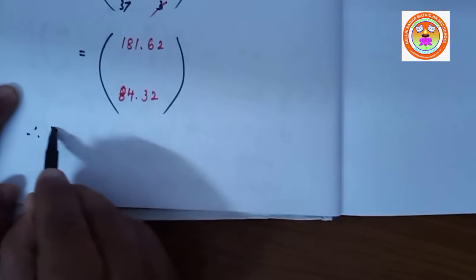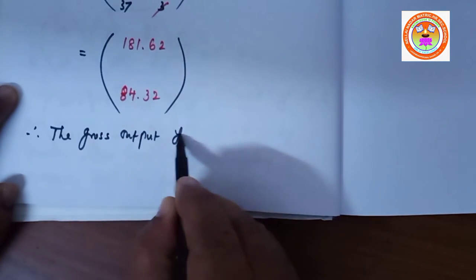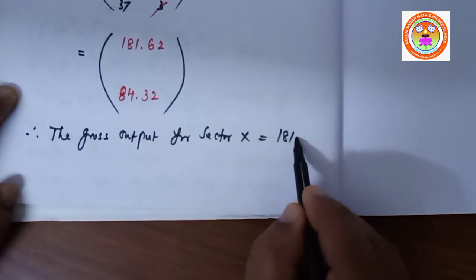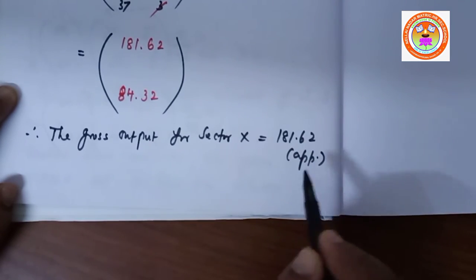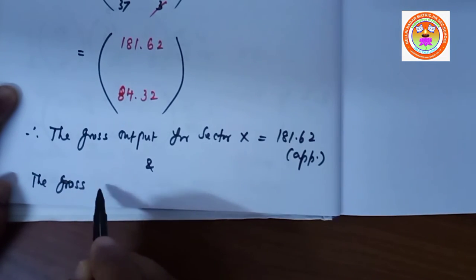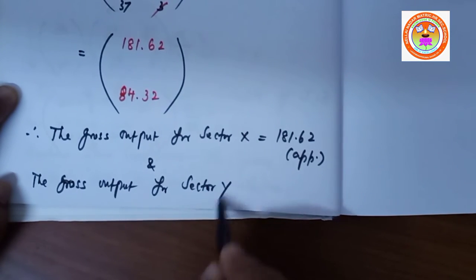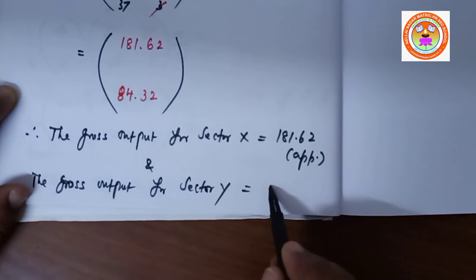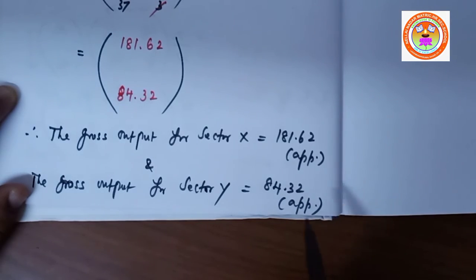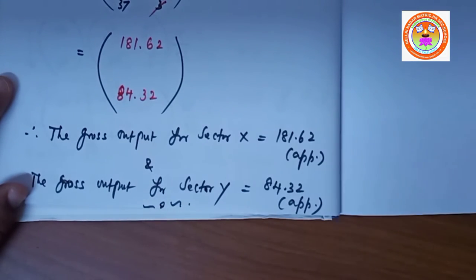The gross output for sector X is equal to 181.62 approximately, and the gross output for the sector Y is equal to 84.32 approximately. Problem number 5 is completed. Now I'll be teaching problem number 6.